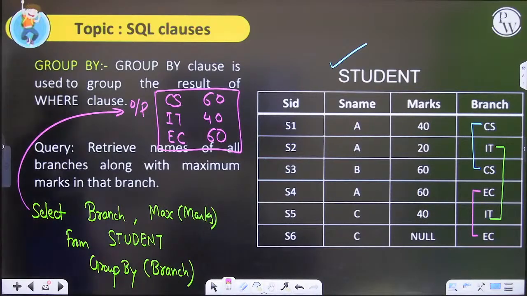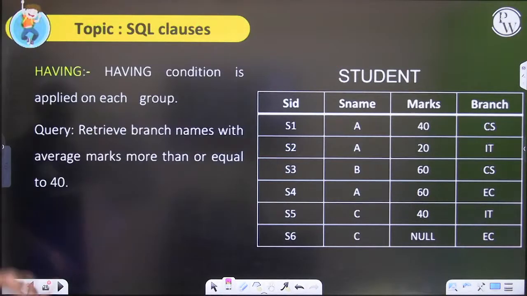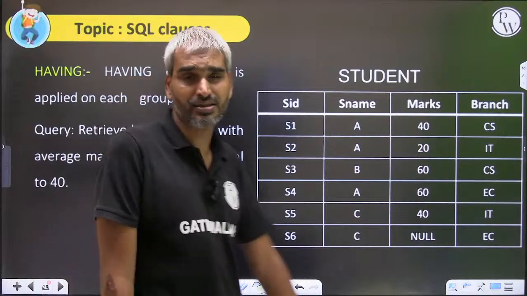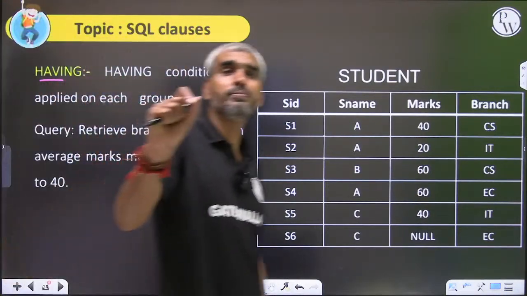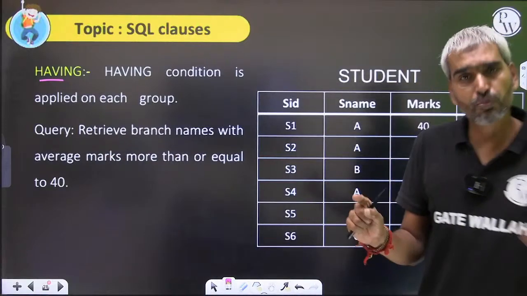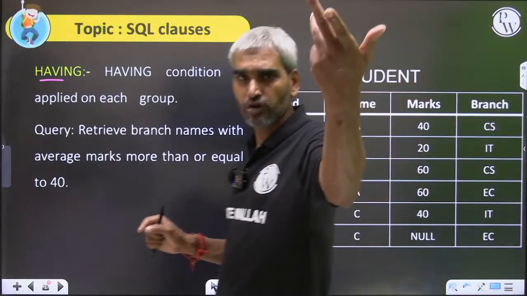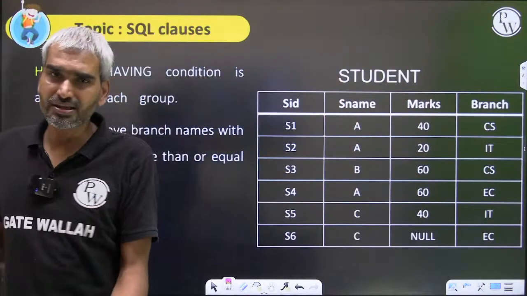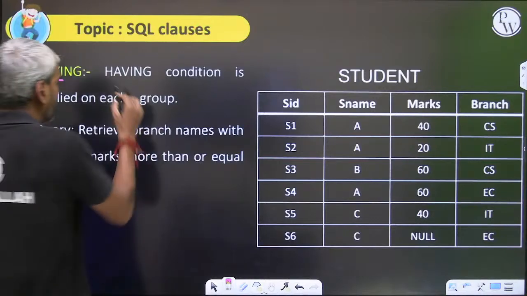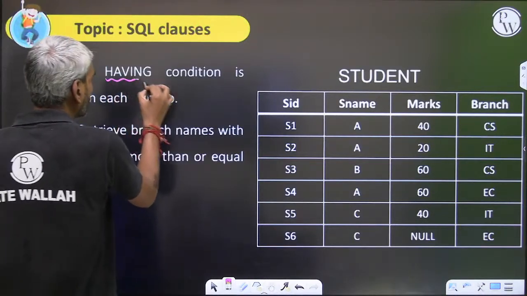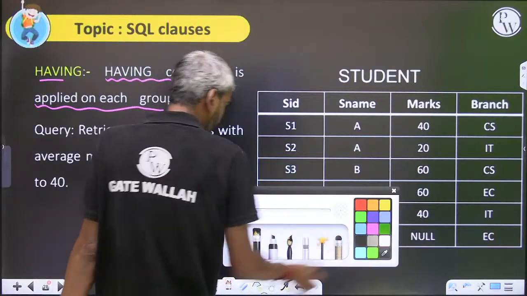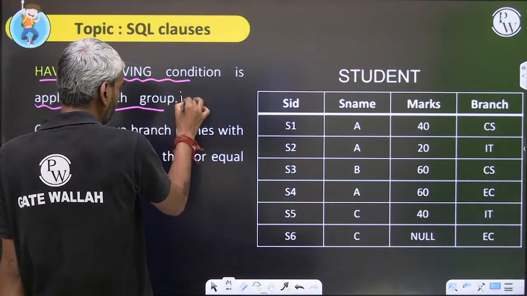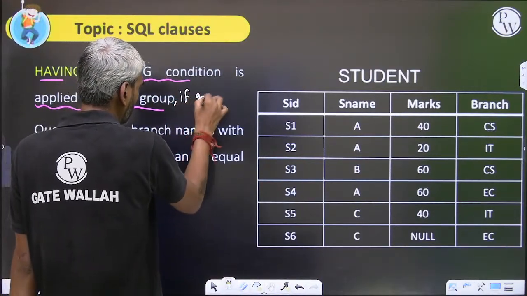Clear? Okay. Now, sir, can we use having condition on the group? Yes, sir, we can do so. So this is the example of having. Having condition will be applied on each group if group by clause is present. If it is not present, then it will be treated like a where clause. Let me write: if group by clause is present.